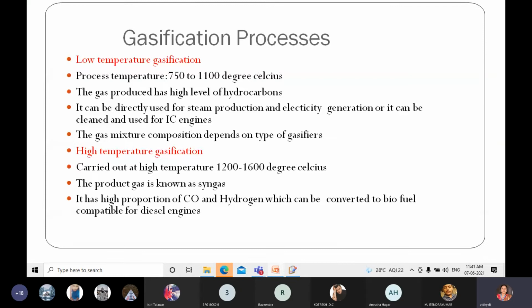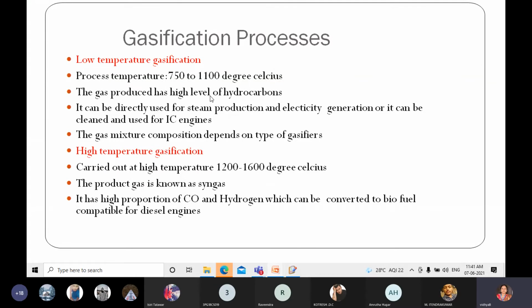Next is the gasification process. In that, it is divided into low temperature gasification and high temperature gasification. Low temperature gasification has a process temperature of 750 to 1100 degrees Celsius. As I have already said, this is low temperature gasification. You can observe that with high temperature, here it is 750 to 1100, and here 1200 to 1600 degrees Celsius.